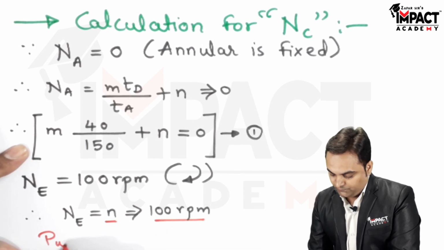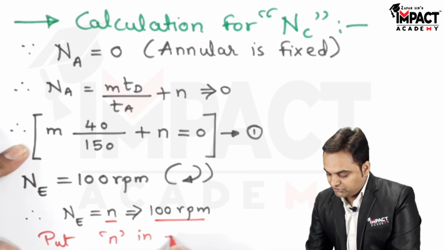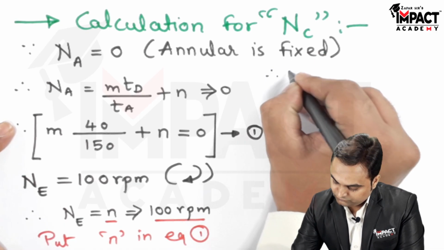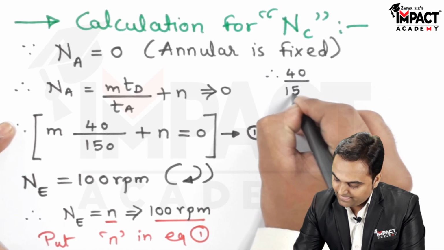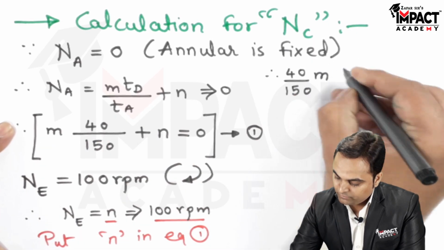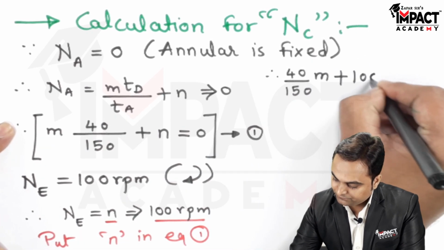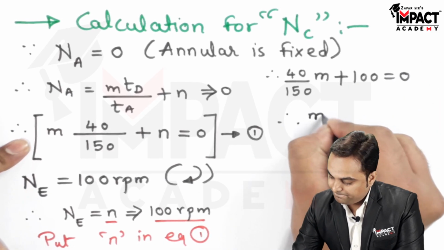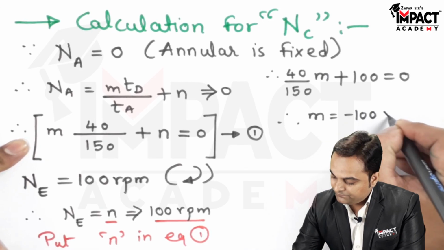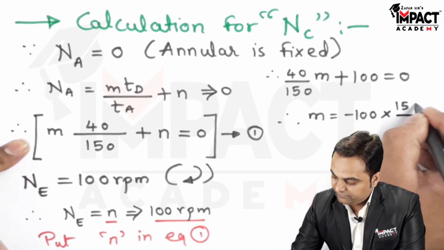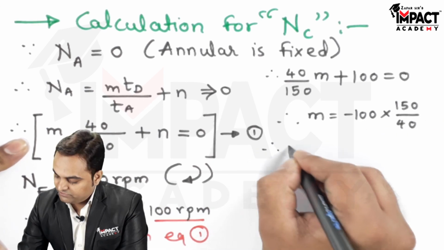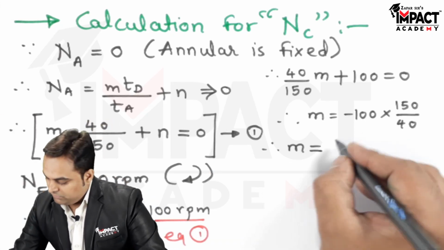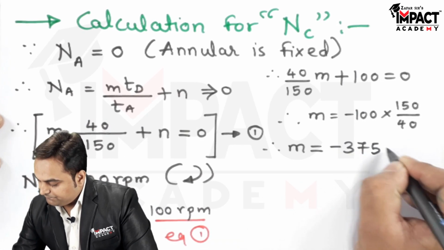Now putting this value, small n, in equation 1. So when I put this value, here we have 40 upon 150 into m plus small n, which is 100, is equal to 0. Now this 100, when it shifts onto the other side, would be minus 100 into 150 divided by 40. So from this I'll get the value of small m, and my answer is minus 375 rpm.